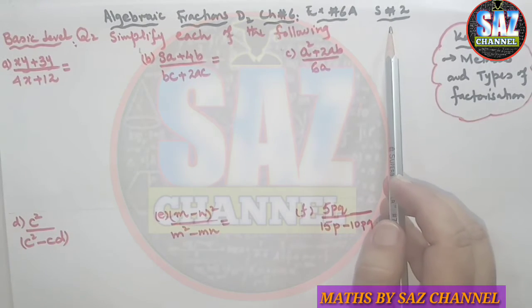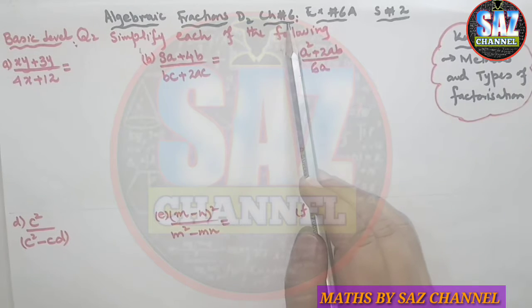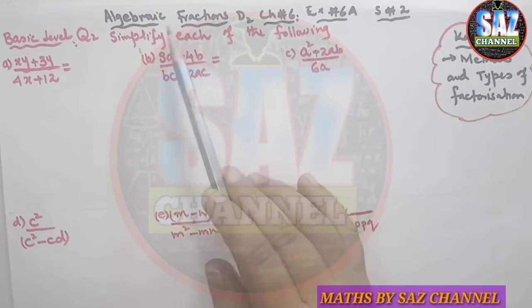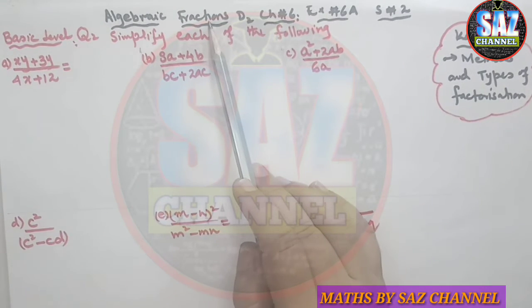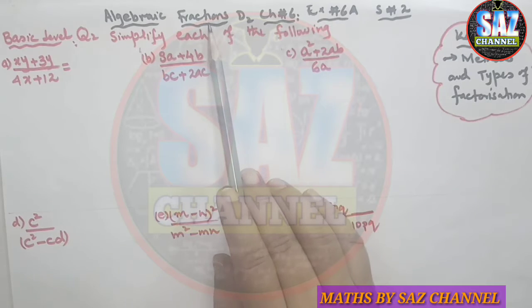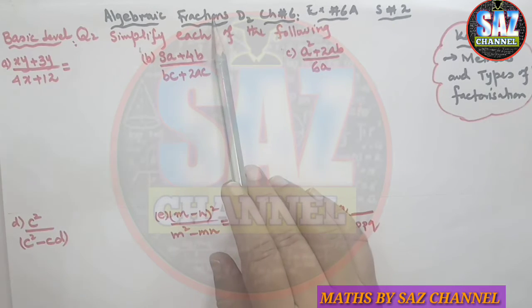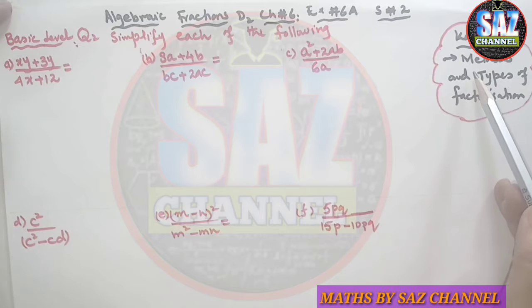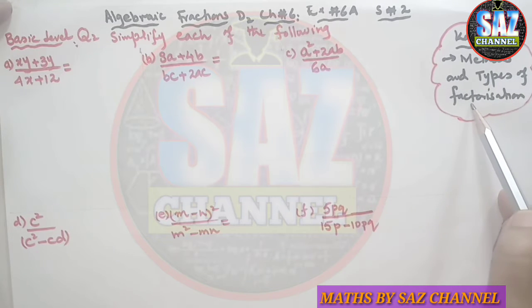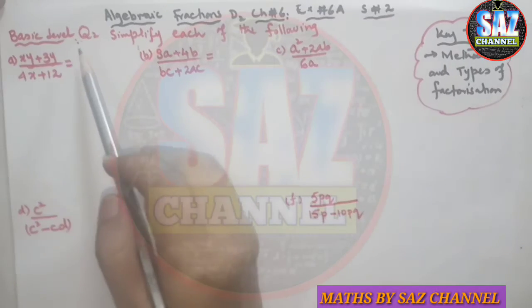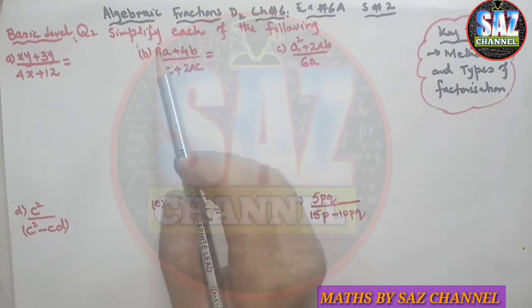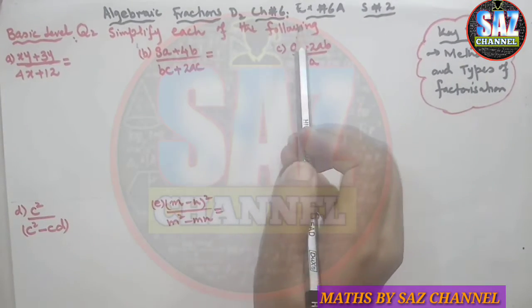This is my second lesson of D2 chapter number 6, exercise 6A, about algebraic fractions. Before going to the lesson, there are some key terms that we have to understand. You should have a grasp on methods and types of factorization for better understanding of this lesson. In this lesson, we will discuss question number 2, basic level, that says simplify each of the following.